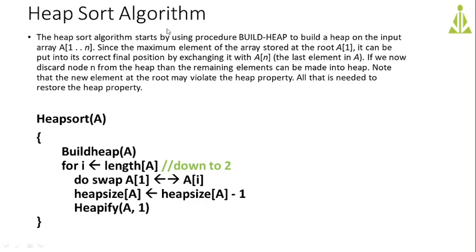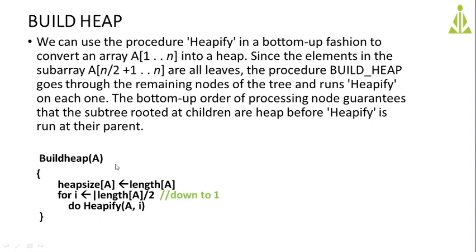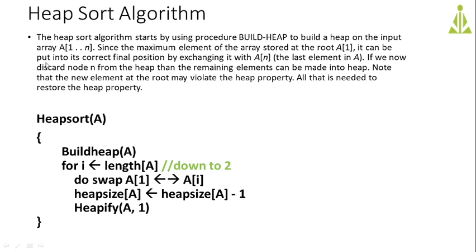Heap sort algorithm. The heap sort algorithm starts by using the procedure build heap to build a heap on an input array A[1..n]. Since the maximum element of the array is stored at the root, it can be put into its correct final position by exchanging it with A[n], the last element in A.